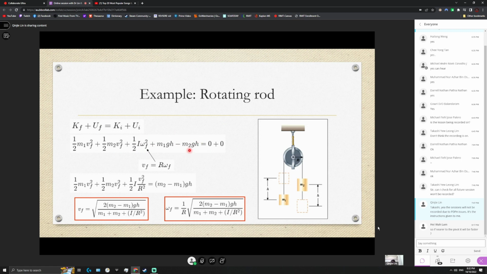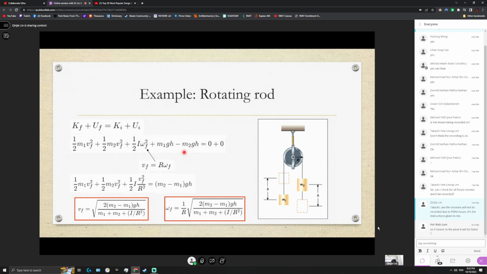We lose potential energy. Then for the initial, we just assume that there's nothing. It's not moving, and the initial one is for reference, so it's 0. So from here, you will solve for what you want to solve.